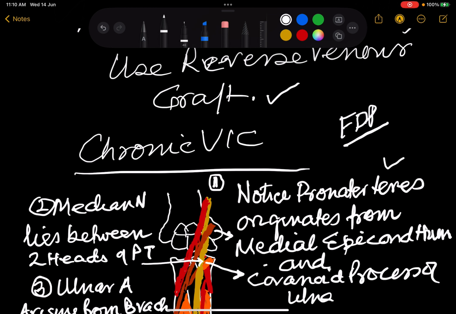When you want to release the pronator teres, you can initially try to stretch it by a turnbuckle splint. But if that fails, you release the humeral head, you release the ulnar head. When releasing the humeral head, you save the median nerve. When releasing the ulnar head, you save the ulnar artery. So ulnar head, save the ulnar artery; humeral head, you save the median nerve.